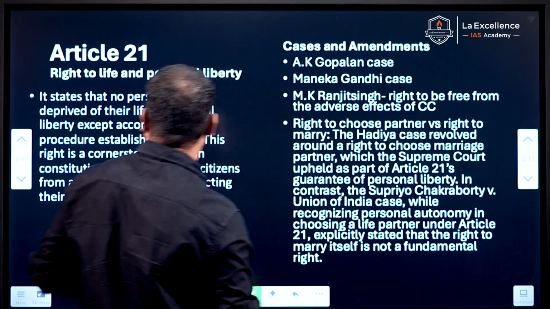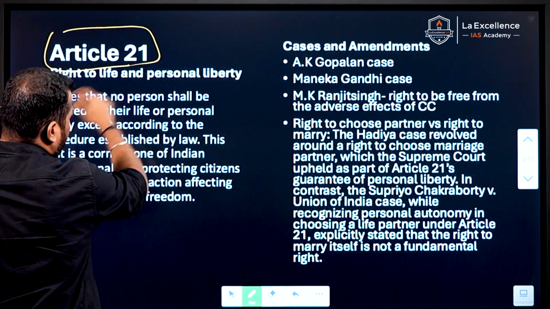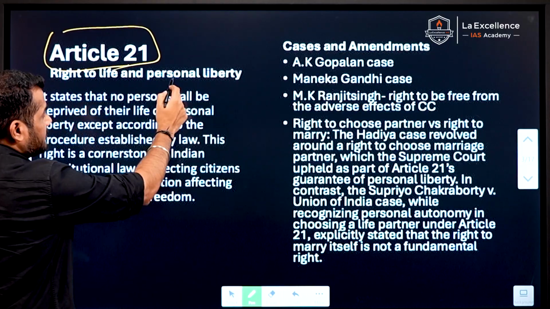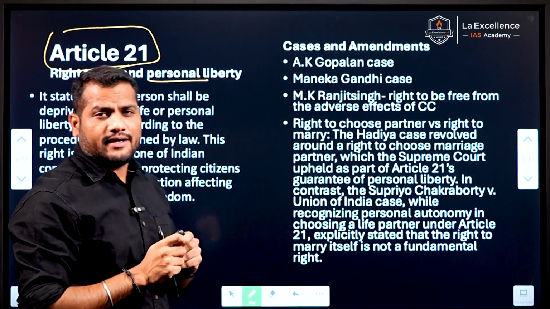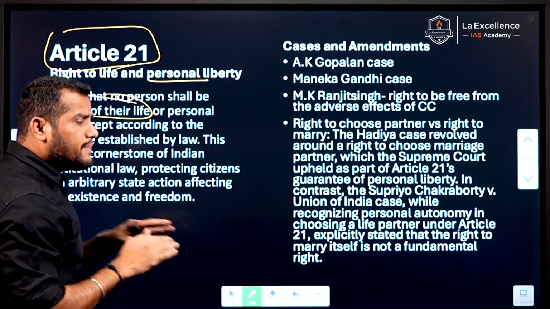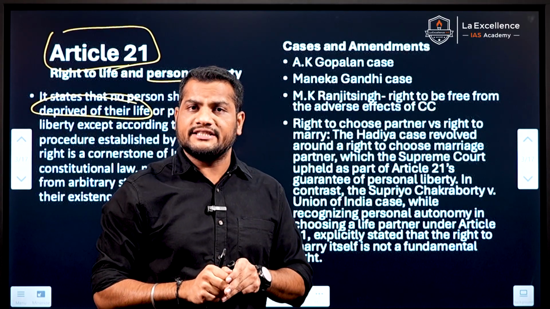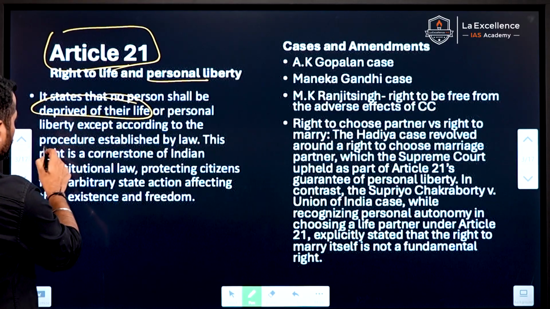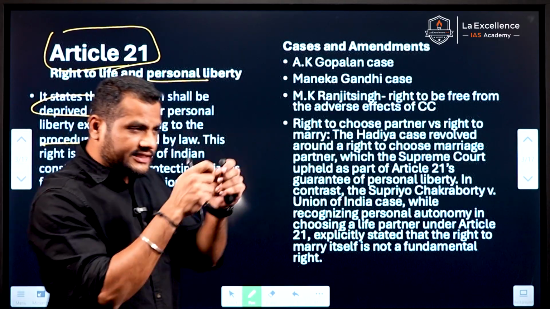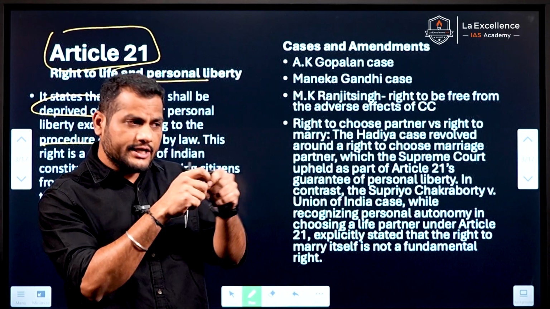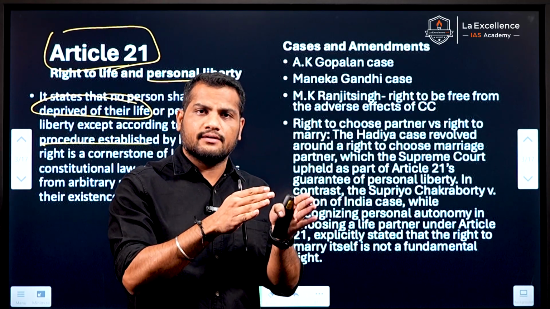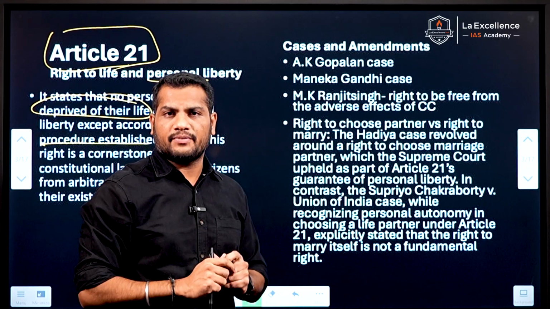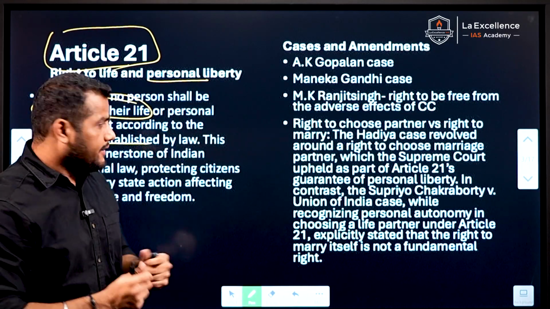The next article we are going to discuss is Article 21, which deals with the right to life as well as personal liberty. This article says that the life of a person shall not be taken away by the legislature or any executive authority unless there is a procedure established by law. Means, is there any procedure mentioned in any law by using which the legislature or executive can take away anyone's life or also personal liberty, right?